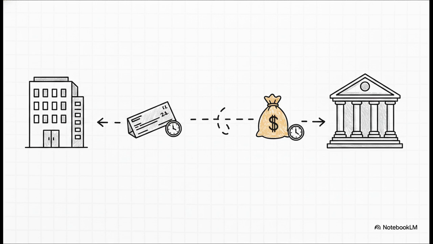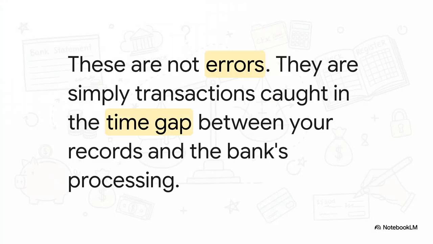Same thing goes for a deposit you made late on the last day of the month. It just hasn't cleared yet. And this is so important to remember. These outstanding items are not errors. They are perfectly normal. It doesn't mean you did anything wrong, and it doesn't mean the bank made a mistake. They are just transactions that are caught in transit, stuck in that natural time gap of the banking system.